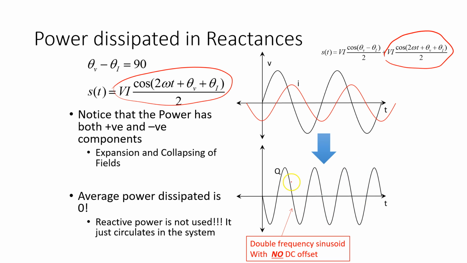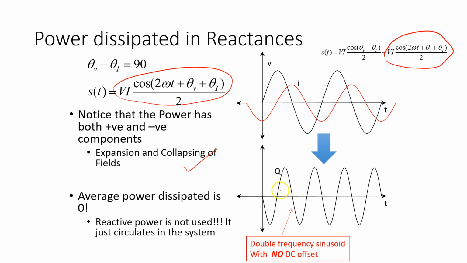For the reactive components, we have a sine wave, a perfect sine wave. So we have equal parts above and below the 0 line. And what this corresponds to is the expansion and collapsing of the field. So if we have a capacitor, we have an electric field.